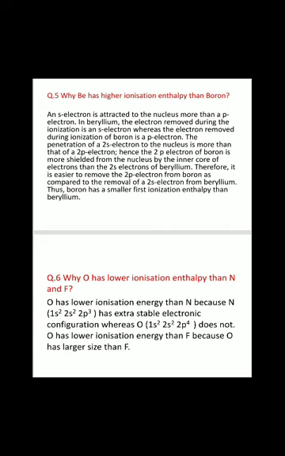The trend was exceptional for nitrogen and oxygen. Nitrogen has a larger size than oxygen, still it is difficult to remove an electron from nitrogen than oxygen because of the half-filled stable configuration of nitrogen.